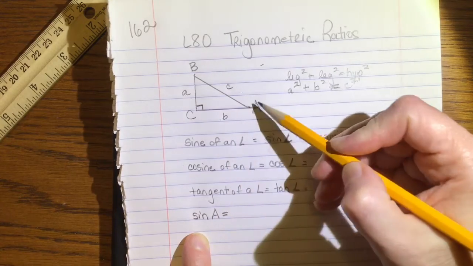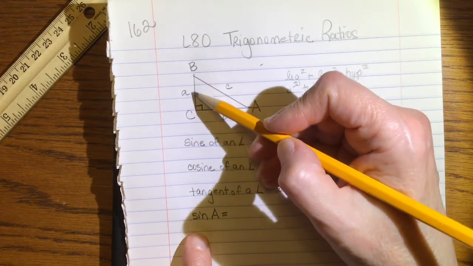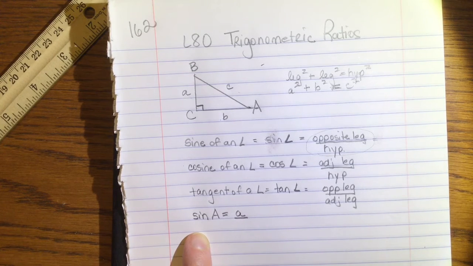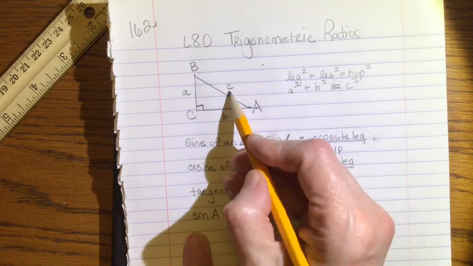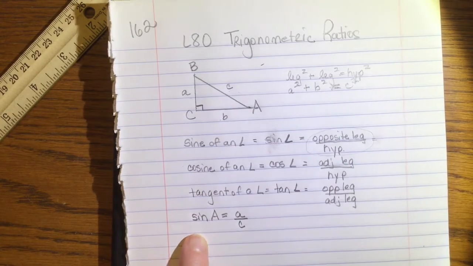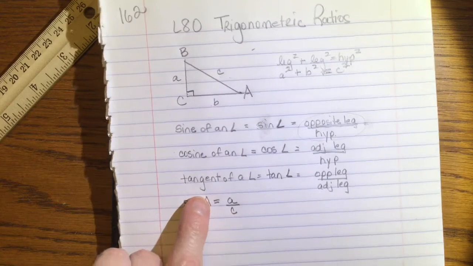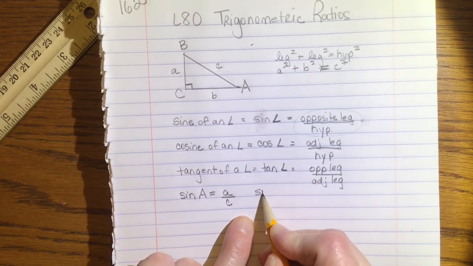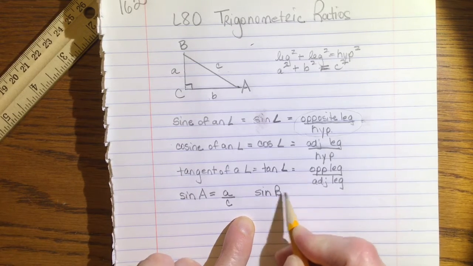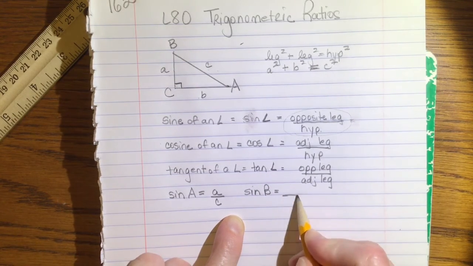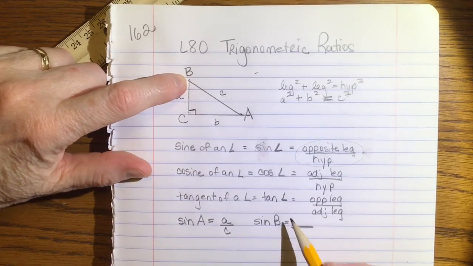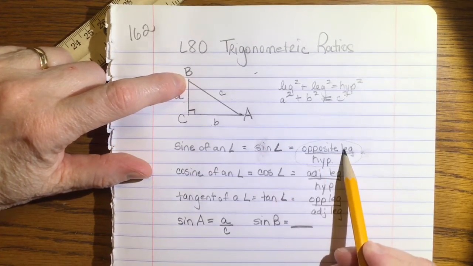So when you look at it, and I go across from angle A, notice that side A is across from angle A. And then it wants the hypotenuse, and the hypotenuse is C. And so that's the generic ratio of the sine of angle A. Well, what about the sine of angle B?